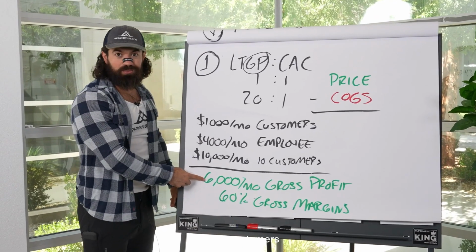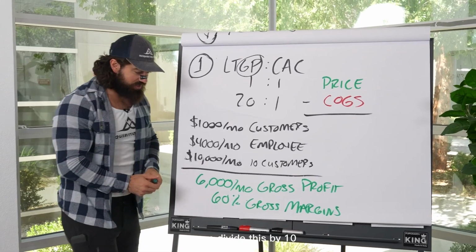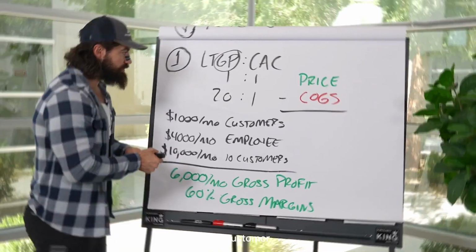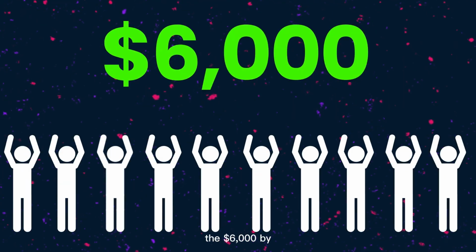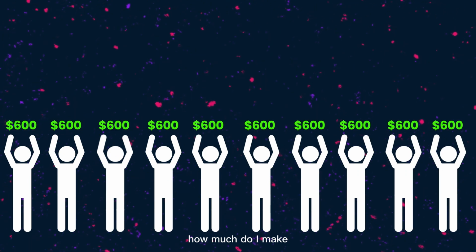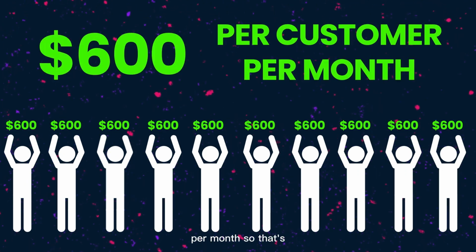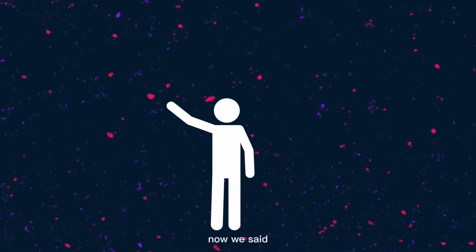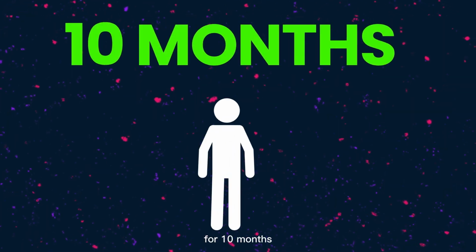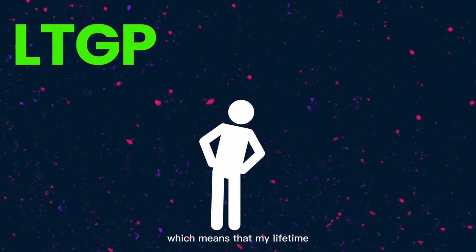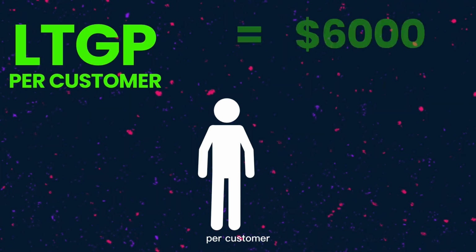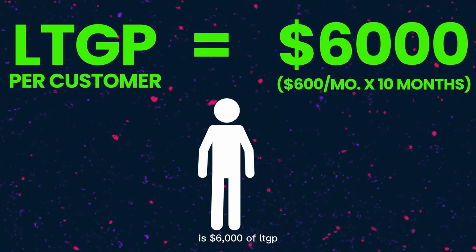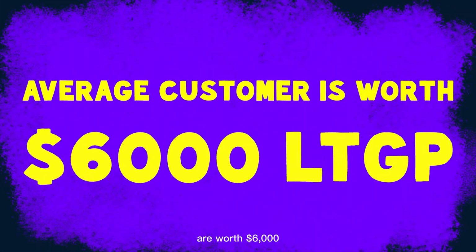Because this is for 10 customers, we can divide this by 10, which gets us $600 per month per customer. So I just divided the $6,000 by the 10 customers to get how much I make per customer per month. So that's $600 per month per customer in gross profit. Now, we said earlier that they're staying for 10 months, which means that my lifetime gross profit per customer is $6,000 of LTGP. So now I know that customers are worth $6,000.